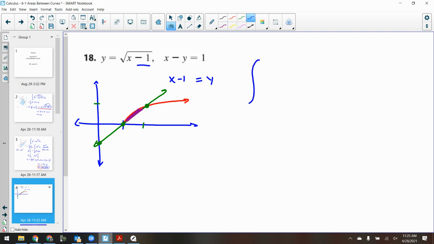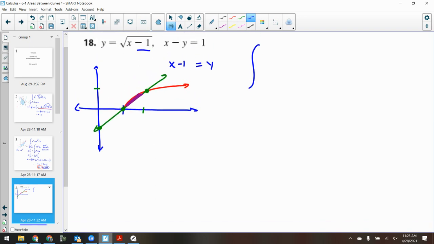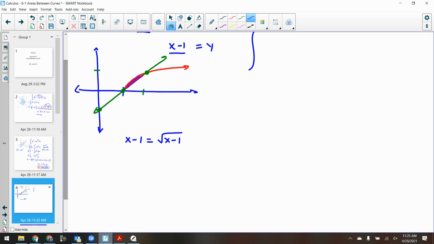Now, I've got to figure out where these are going to cross because this isn't giving me endpoints here. So when it does not give you endpoints, you have to figure out where they cross. Well, the best way to do that is to solve it. What do I mean by that? I mean plug, since I've already got y is equal to x minus 1, I'm going to say, okay, x minus 1 is equal to the square root of x minus 1 and see what x values work. So I square the opposite side, meaning I'm going to have to FOIL this. So x squared minus 2x plus 1 is equal to x minus 1.